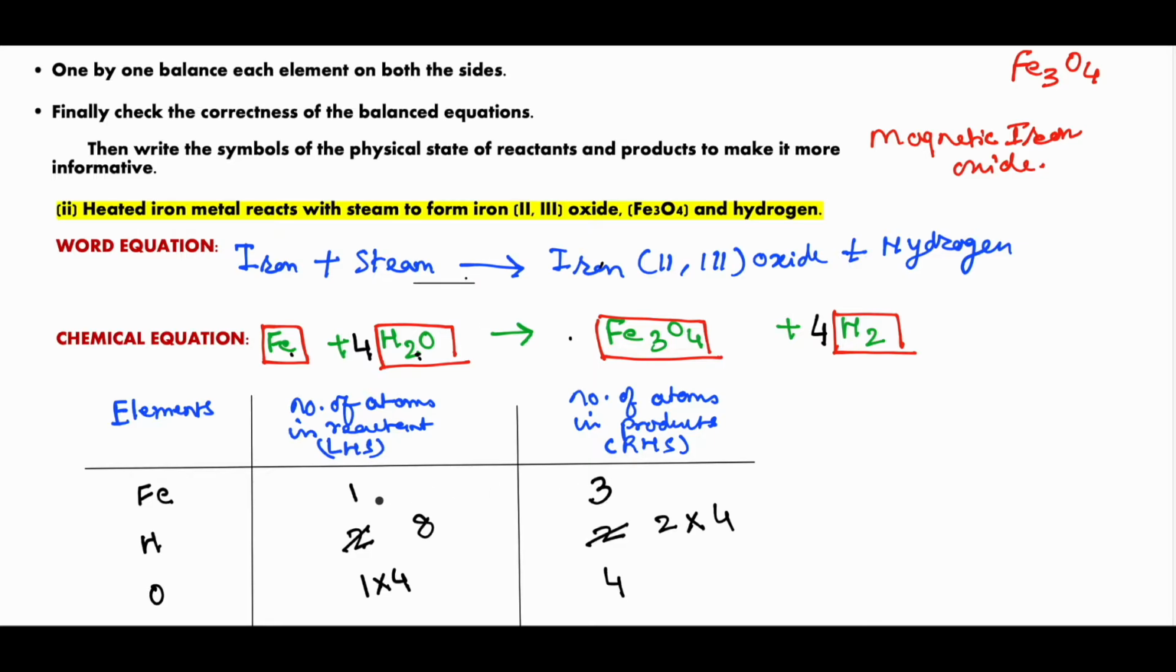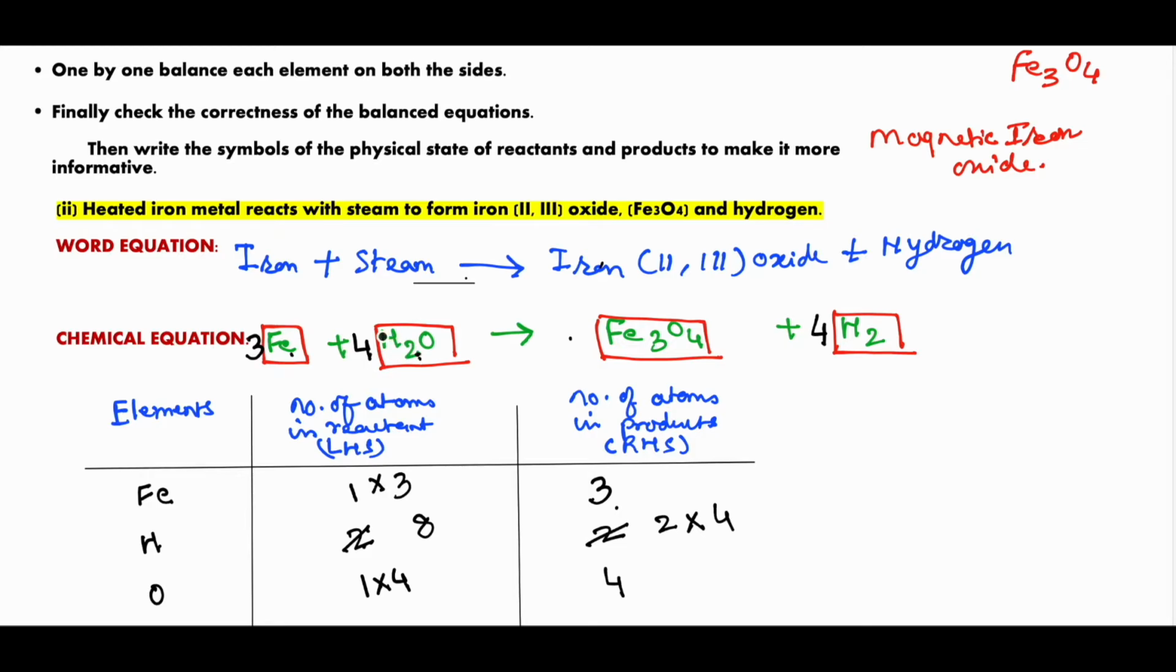So we will balance iron. On the right hand side you have 3 iron atoms and on the left hand side you have 1 iron atom. So to balance the 1 iron atom, you will multiply it by 3 on the left hand side. So 3 will be written as a coefficient outside the box. So now iron is also balanced. Again, on rechecking the whole chemical equation, we have 3 iron atoms on the left hand side and 3 iron atoms on the right hand side.